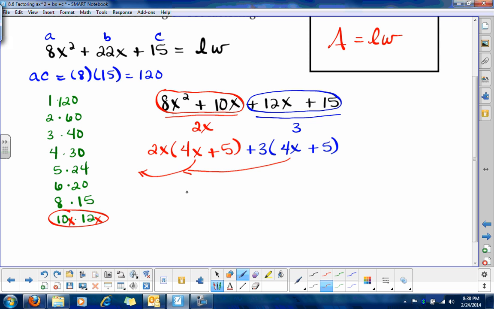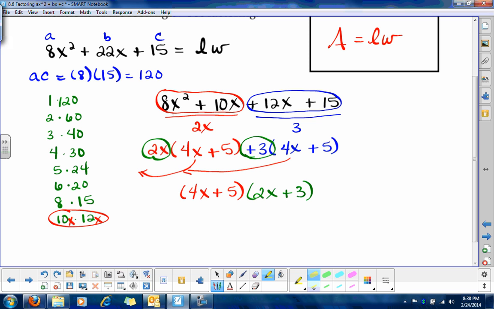So we end up with 4x plus 5. Yep, 4x plus 5. And then we'll be left with the 2x plus 3. That's what's left, the second binomial, 2x plus 3. Very good. So there is your final answer.